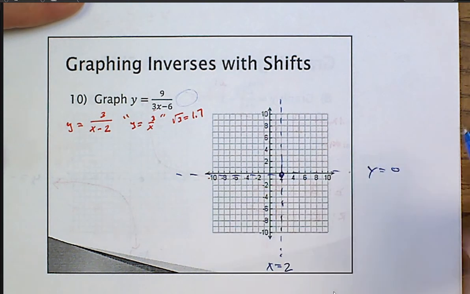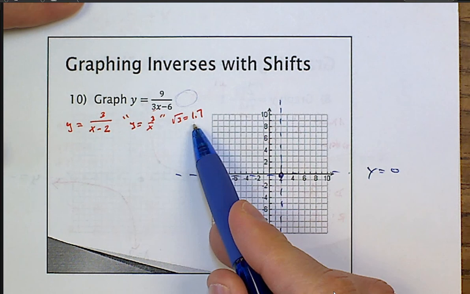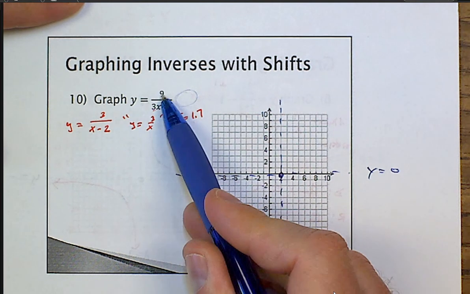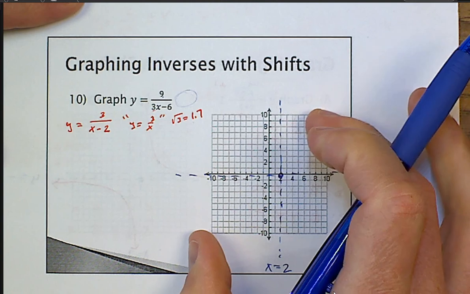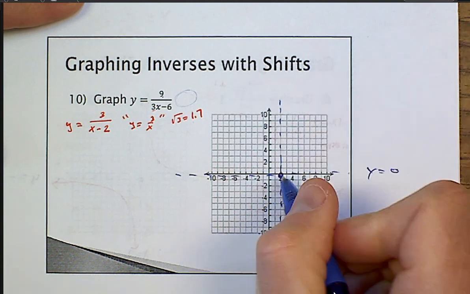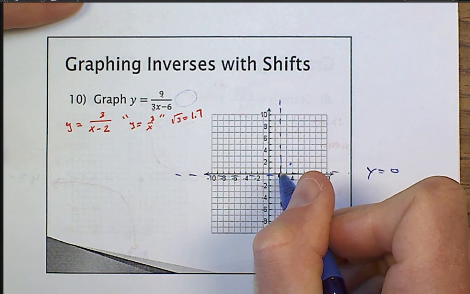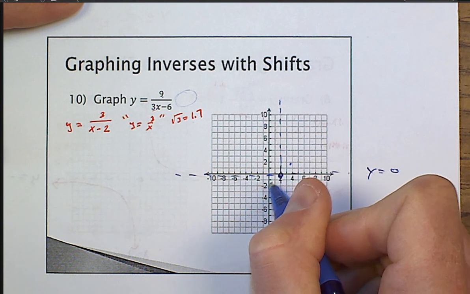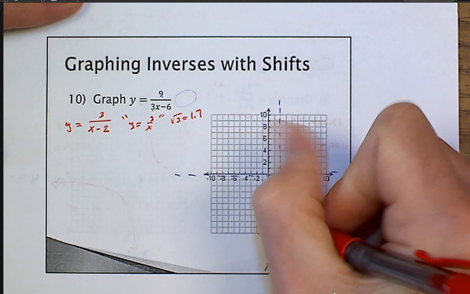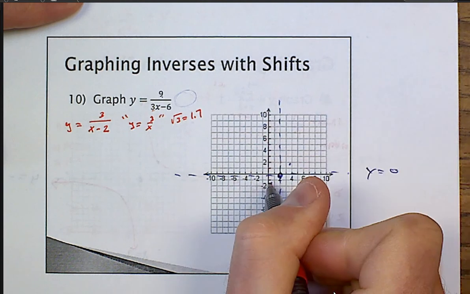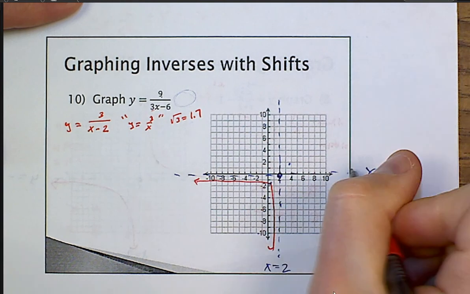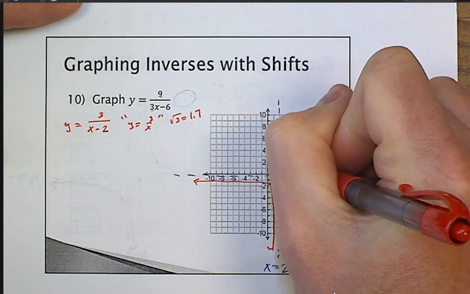And from that point, I'm going to take my 1.7. My k value is positive, so I'm staying right here, 1 and 3. I'm going to go to the right 1.7 and up 1.7, dot, to the left 1.7, down 1.7, dot. I don't need any more points. Feel free to make a T-chart if you want. If you want more points, that's fine. For the sake of time, it'll be all good.